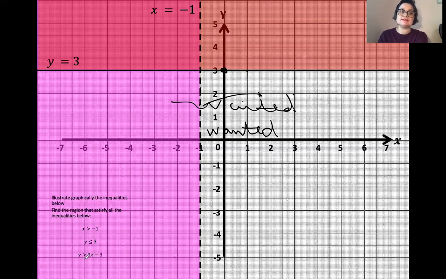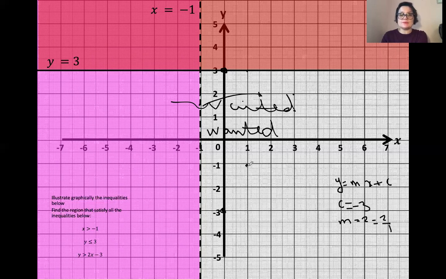The next one is going to be y bigger than 2x minus 3. Now, to plot the graph, we need to start with finding the c and the gradient. We know, again, the general formula is mx plus c. So in this case, c equals -3 and m equals 2, or m equals 2 over 1. Plot -3, and then 1 unit to the right and 2 units up.